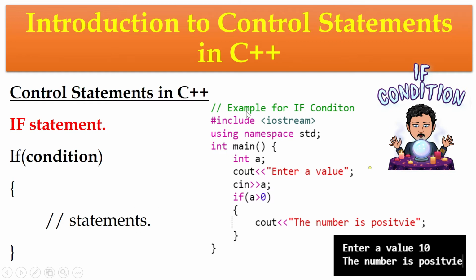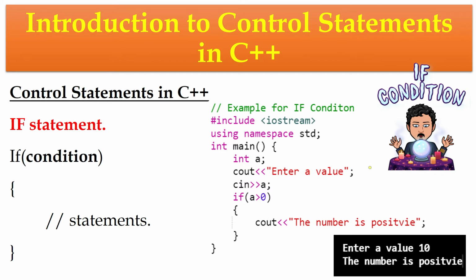For example, we have a program where we declare a variable called a of integer data type, and we'll use a cout statement to print a message, enter a value. The user will provide a value. We are going to store the value in the variable a by using a cin statement. So if condition, any condition, for example, I'm going to check a is greater than 0. If the condition is true, I'm going to print the number is positive using a cout statement. If the condition is false, I have not determined anything. Okay, this is only if.